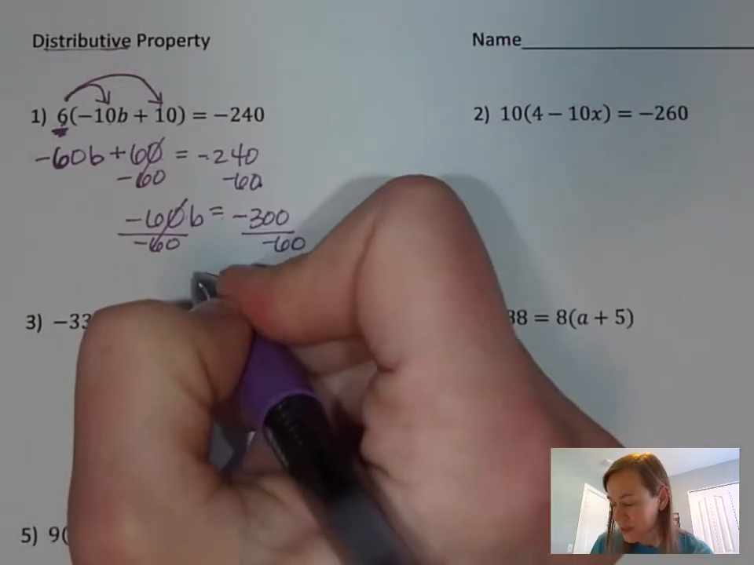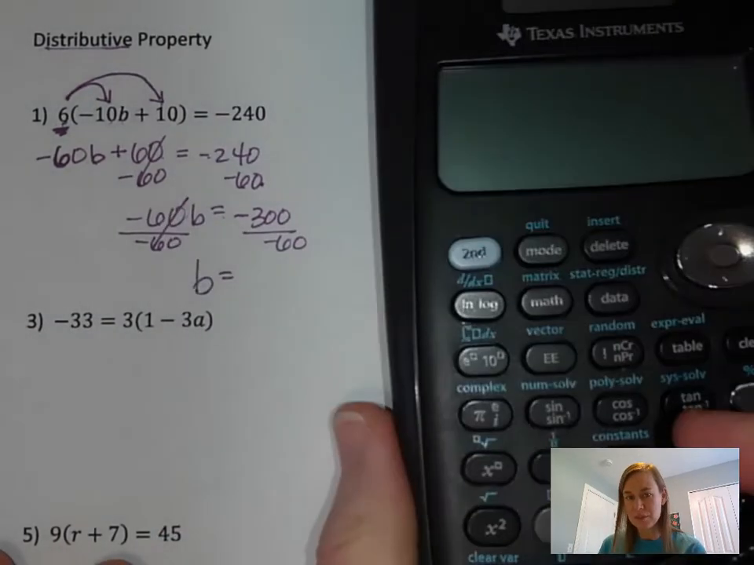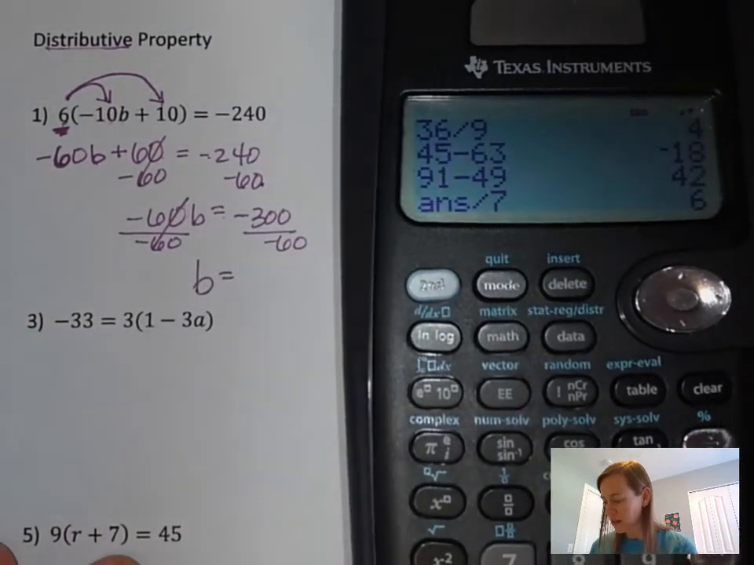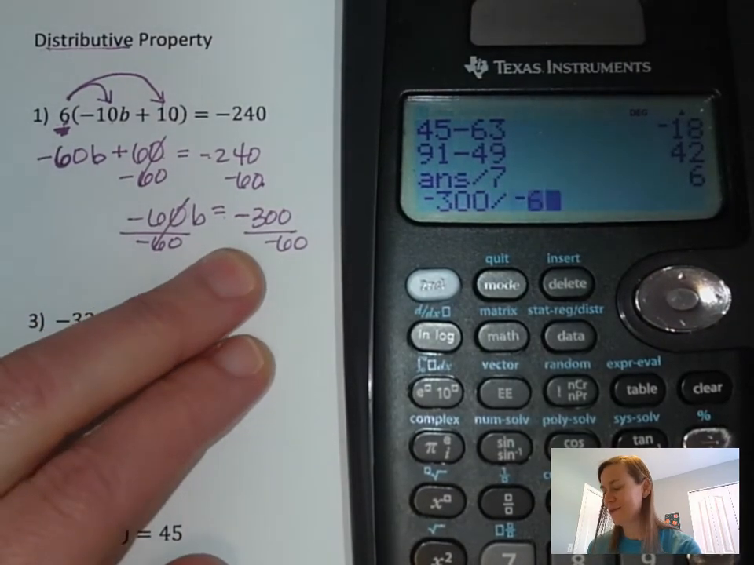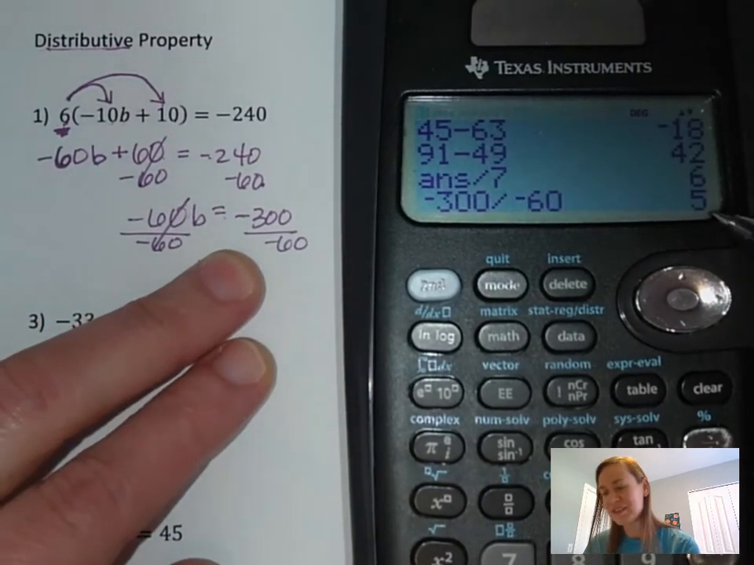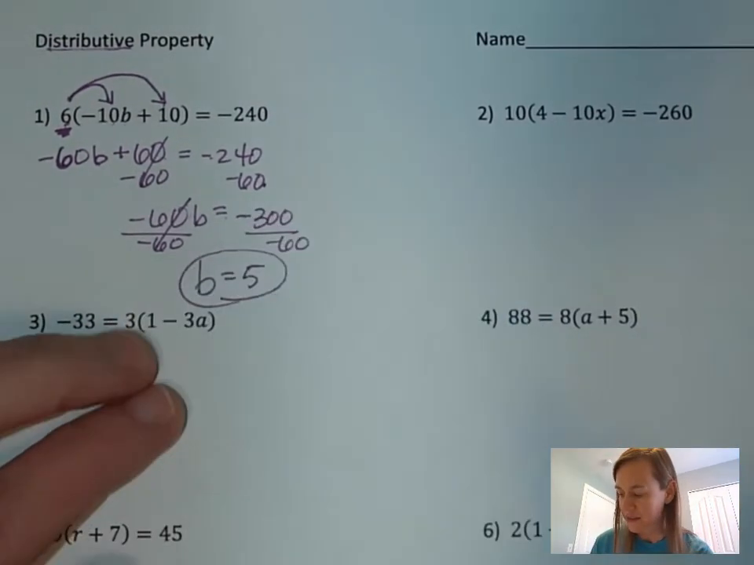So basically, it just goes away. So we'll have b equals whatever that is equal to. So you can put it in your calculator if you want. Make sure you use those negative signs, unless you want to do that part in your head, which is fine too. And you're just going to get a 5. So b is equal to 5.